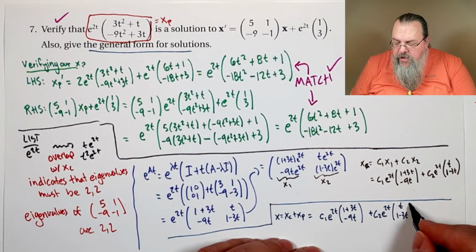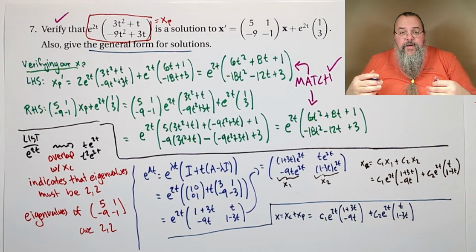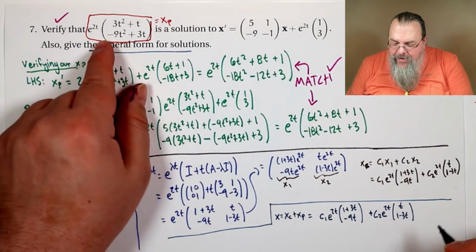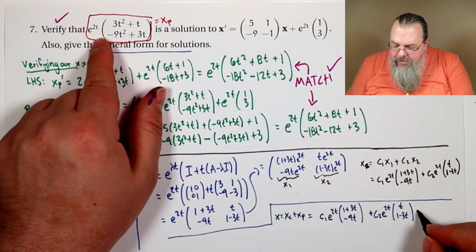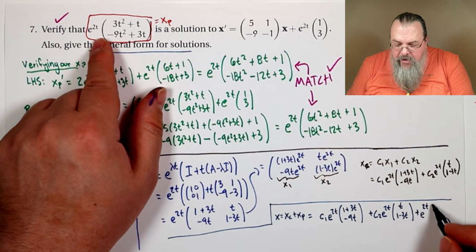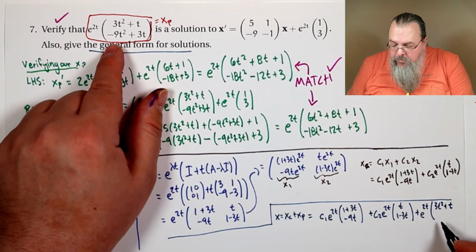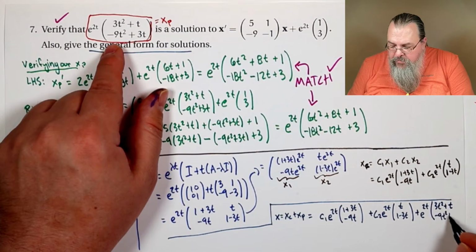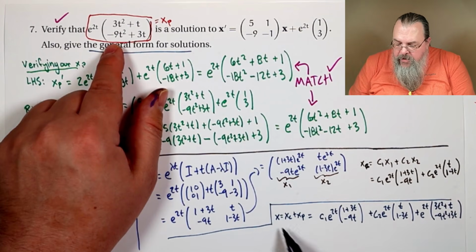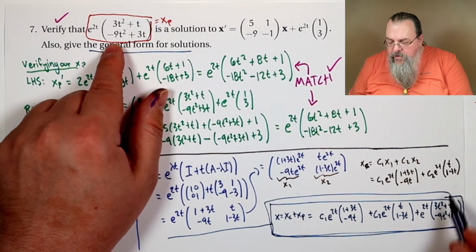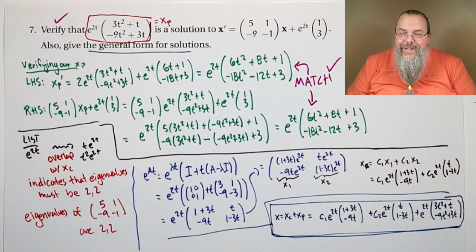So seeing that the eigenvectors were repeated doesn't save you that much time, but it's a fun little observation. And oftentimes, you start to pick up like, oh, here's an idea. Let me use it. Then don't forget you have our last piece, your xp, e to the 2t times 3t squared plus t, minus 9t squared plus 3t. And there we go. That's our final answer.